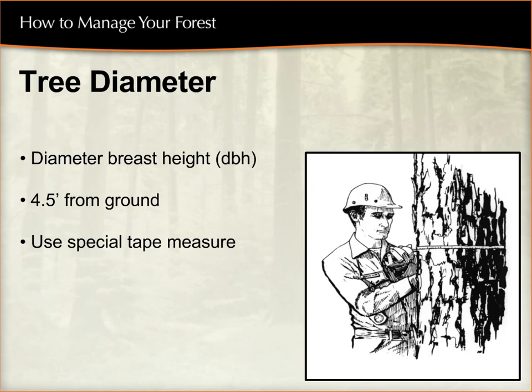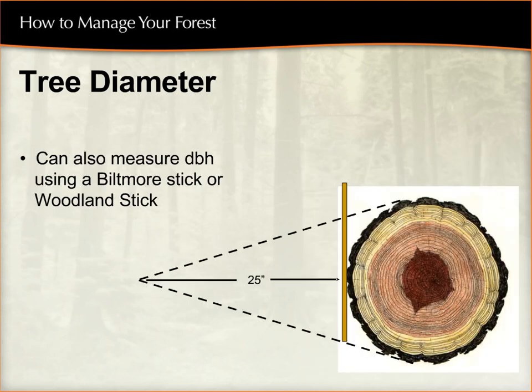This measurement can easily be taken using a special tape measure that's calibrated to directly read the diameter of the tree. We can also measure a tree's diameter using a Biltmore stick. Now, as I talked about earlier, a Biltmore stick is specially calibrated so that when you hold it 25 inches from your eye, it will give you a direct reading of the diameter of the tree.